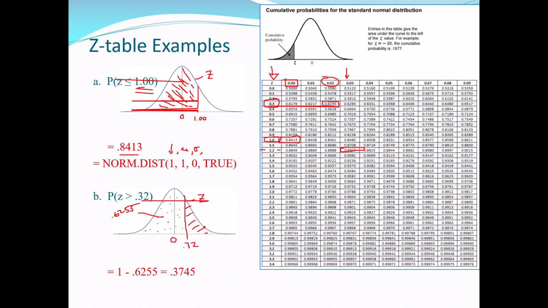The probability above the 0.32 is 0.3745. Now, how would I get that in Excel? Well, I would get the less than or equal to probability. I would do the norm.dist. I would use 0.32 as the value of x, or z, I guess better wording here, the value of z that I want to use, the z naught value, so to speak. The mu is 0, the sigma is 1, and true.